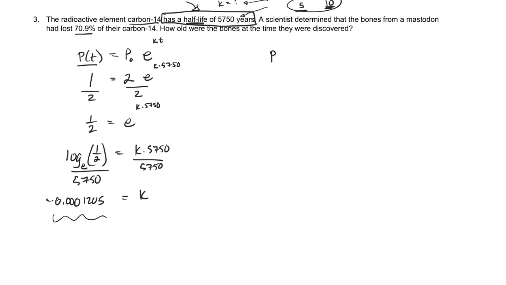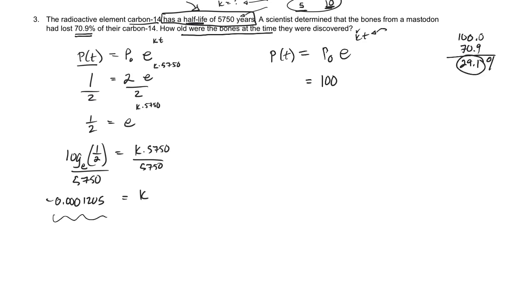Now I can use that k value in helping figure out how old the bones were at the time they were discovered. So now I'm looking for t. I know what k is. And this one, they say they lost 70.9% of their carbon-14. So that means they started at 100%, and if they lost 70.9, what's 100 minus 70.9? That'd be 29.1. So 29.1 is the percent that they wound up at.